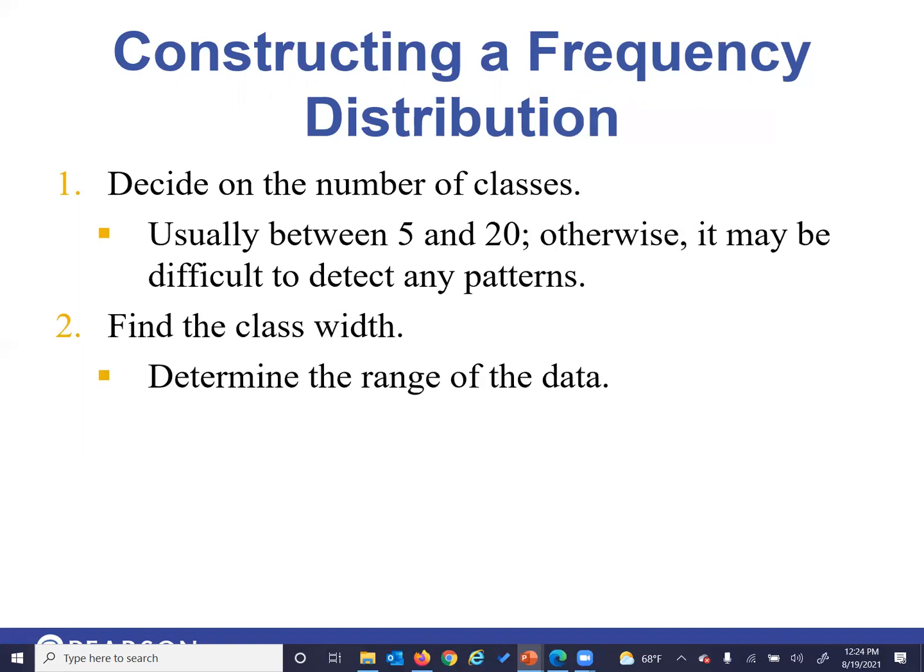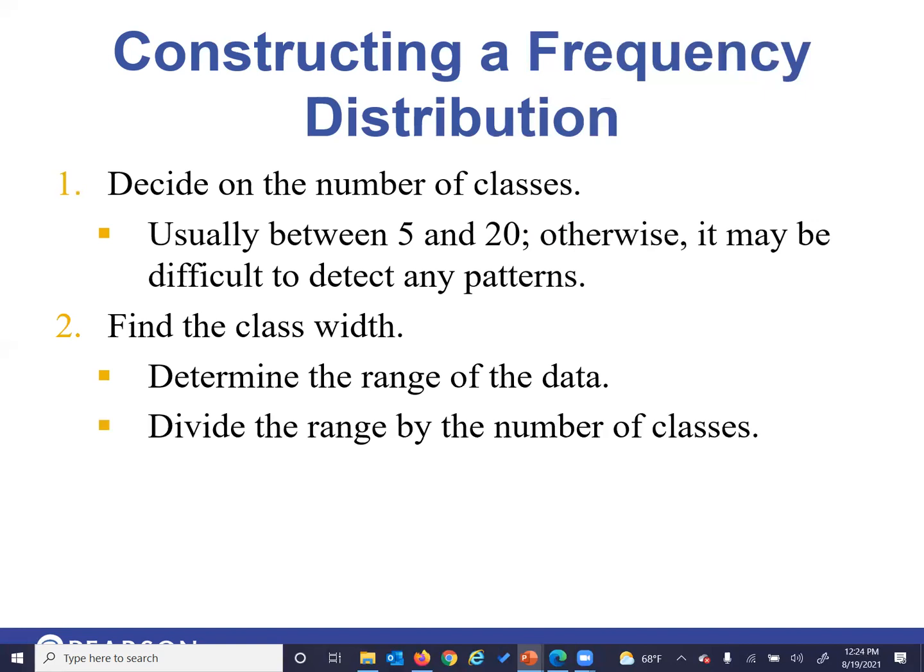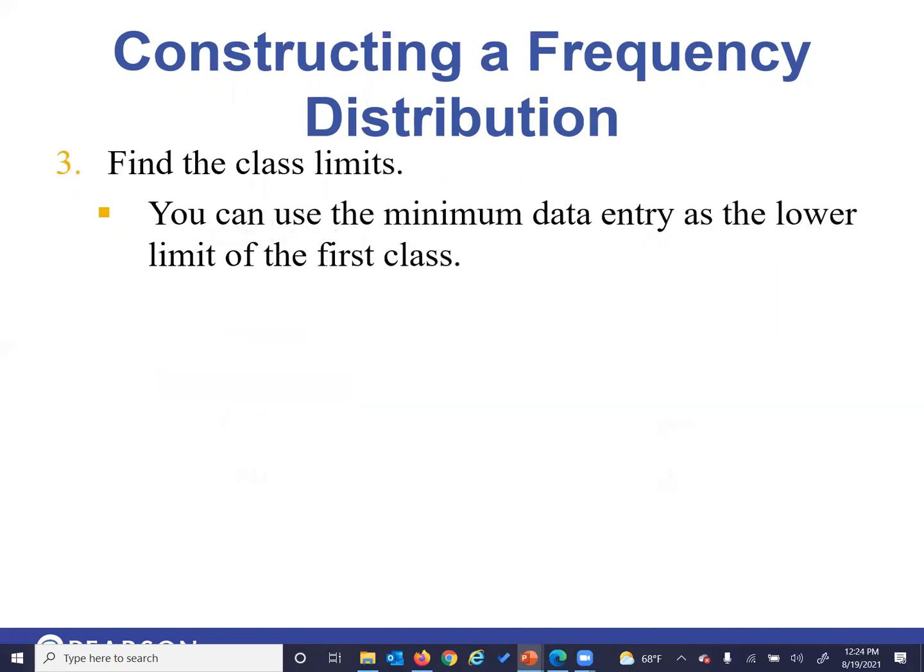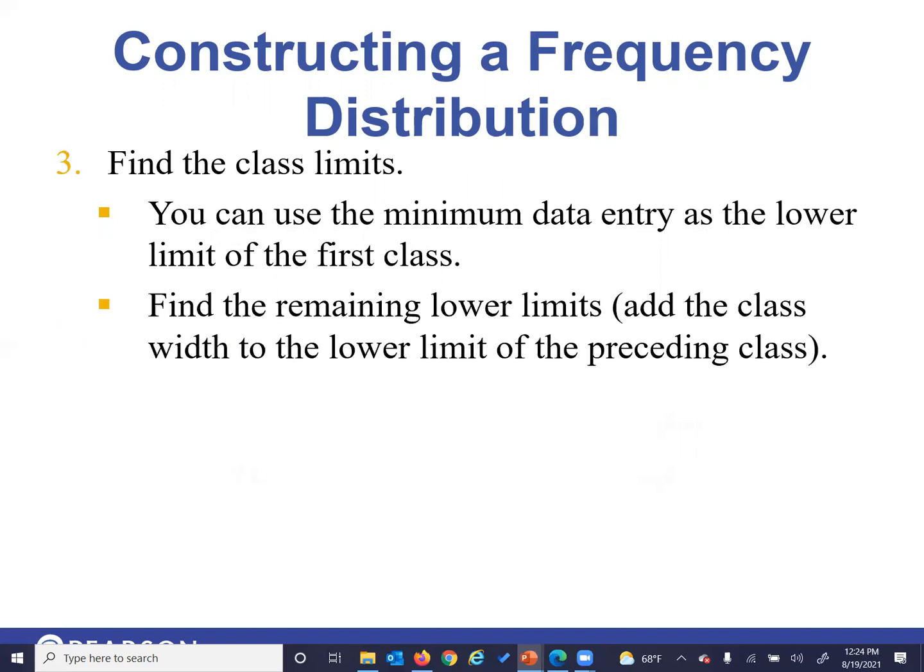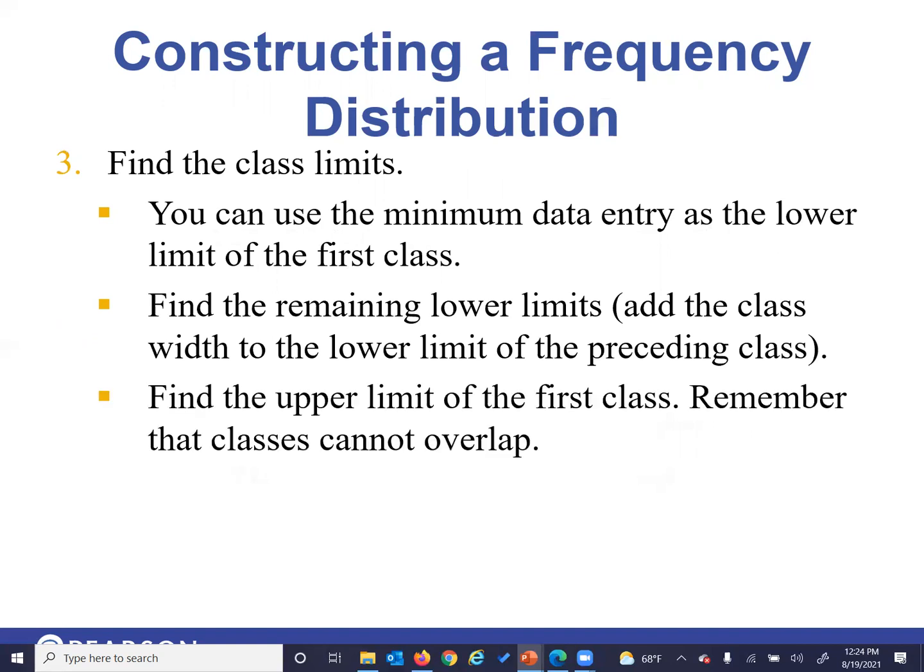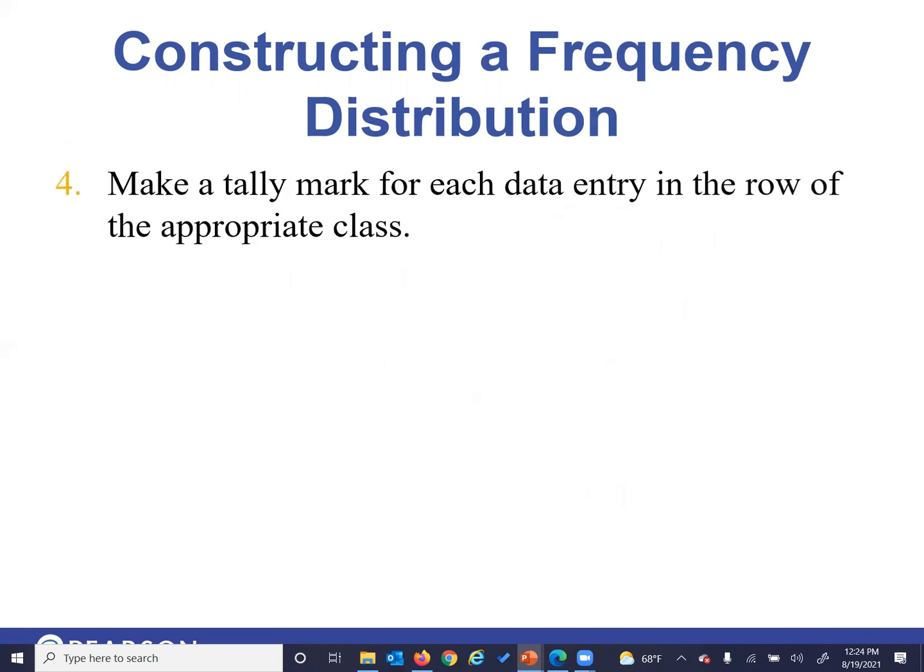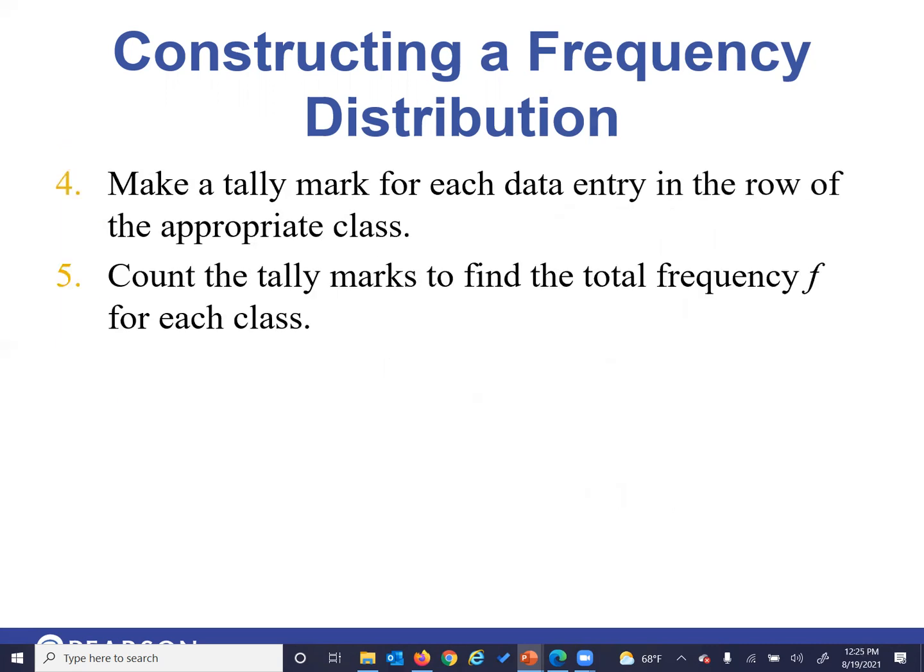So, we determine the class width. Once we do that, we divide the range by the number of classes, and then you round it up to the next whole number. Then find the limits for each class. We'll do the process once we do this example. Find all the remaining lower limits, that's cool. Find all the remaining upper limits, that's cool. And then we've got ourselves our little graph. Then tally up all the scores and place them in the original.